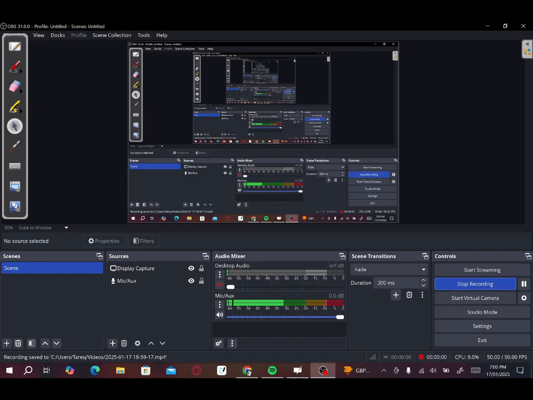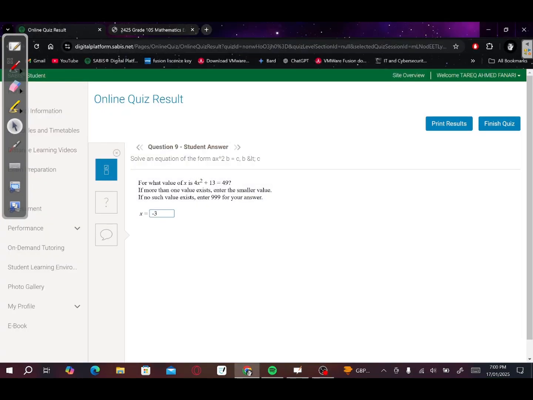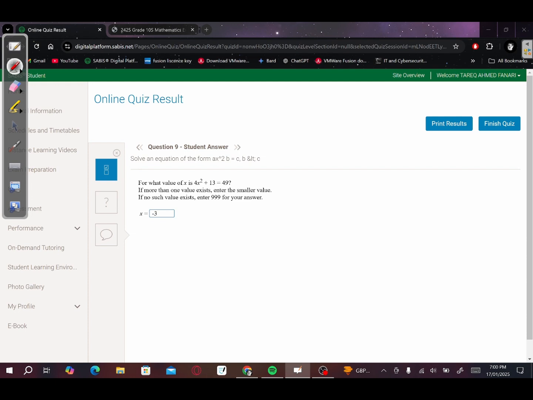Yes. Okay, so question 9. For what value of x is 4x squared plus 13 equal to 49? If more than one value exists, enter the smaller value. Okay, so what we're going to do for x squared is take this to the other side. 49 minus 13 is equal to 36. So this is going to equal 36.